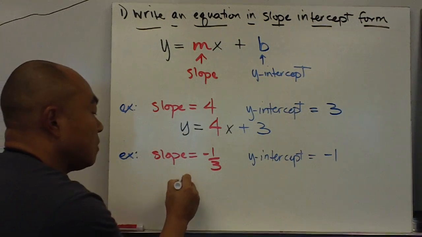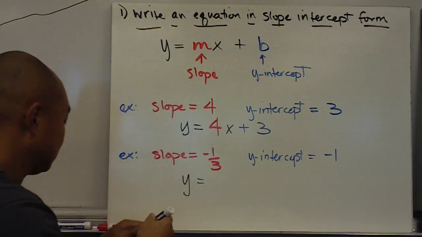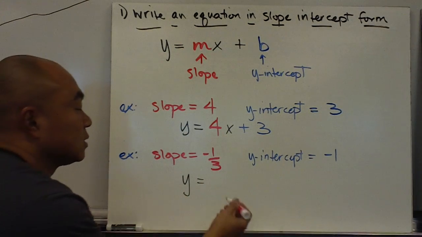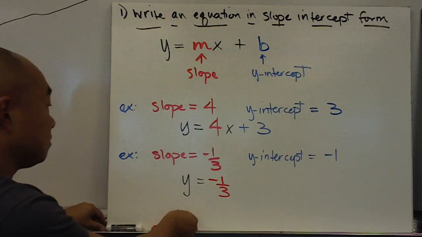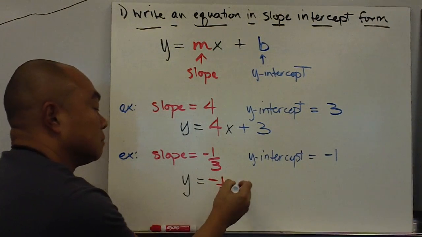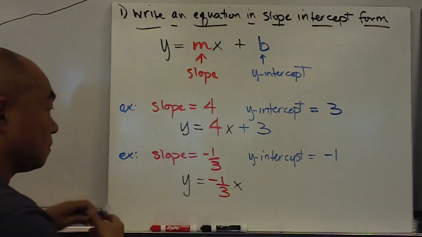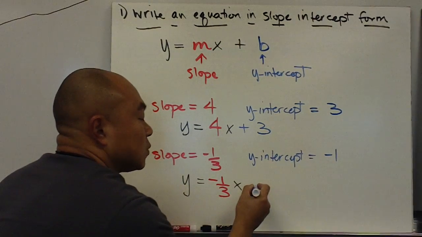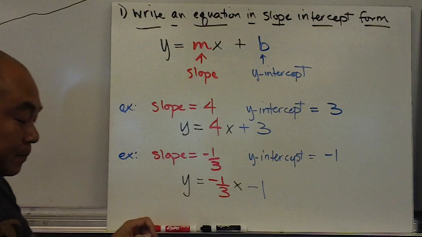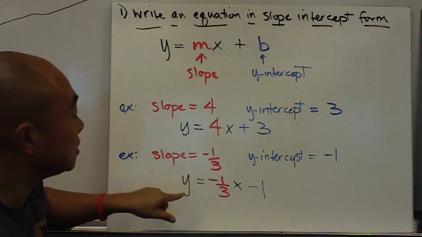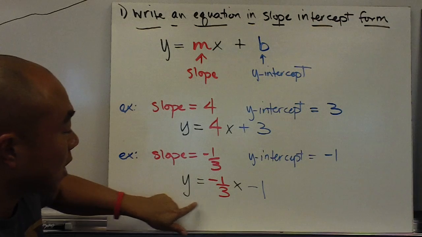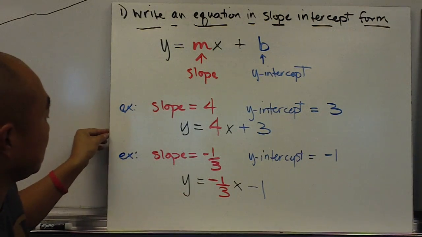Now let's do another one. Here we have y equals, and our slope is negative 1/3, so negative 1/3 x. And then since it's saying minus 1, we write minus 1. Alright, and that's how you write an equation in slope-intercept form. Here's your y, your m, and your b.